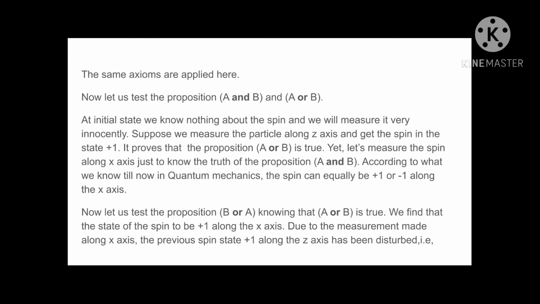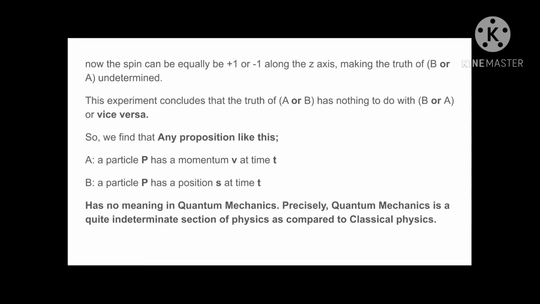Now let us test the proposition B or A knowing that A or B is true. We find that the state of the spin to be plus 1 along the x-axis for the time being. This is just an imagination. Due to the measurement made along the x-axis, the previous spin state of positive 1 along the z-axis has been disturbed. That is, now the spin can be equally positive 1 or negative 1 along the z-axis, making the truth of B or A undetermined. The experiment concludes that the truth of A or B has nothing to do with B or A, or vice versa.